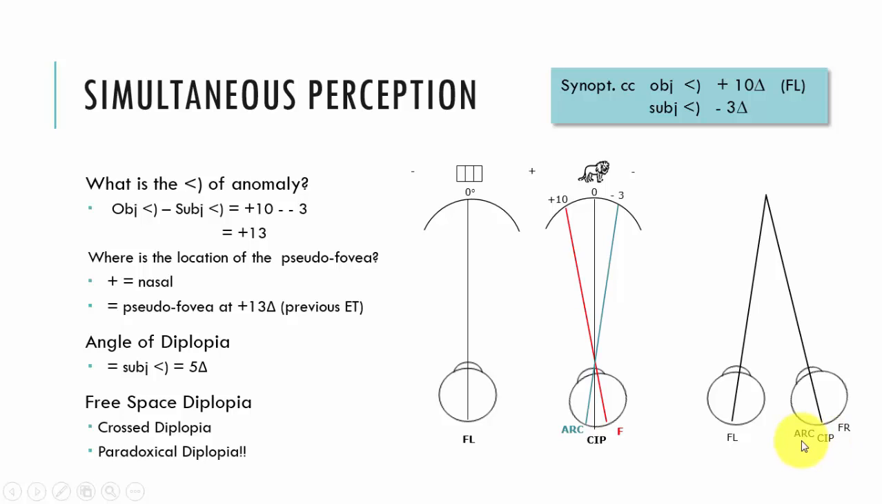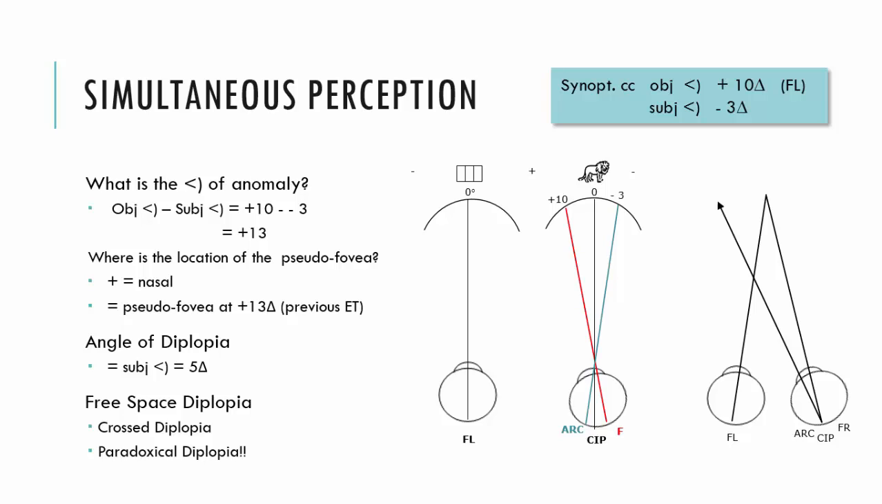Remember, the ARC point remaps the retina so that this now divides the retina between nasal and temporal. So this CIP is falling on temporal retina when the patient has both eyes open and the pseudofovea is operating as having the principal visual direction. And therefore, as a temporal retinal point, the patient will experience crossed diplopia.